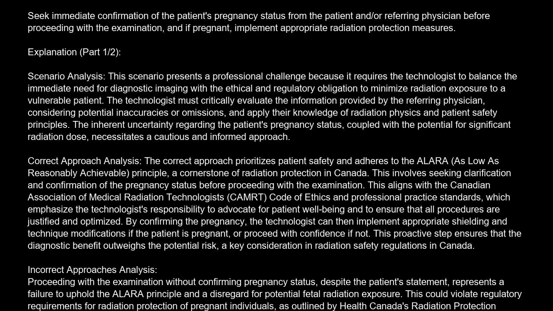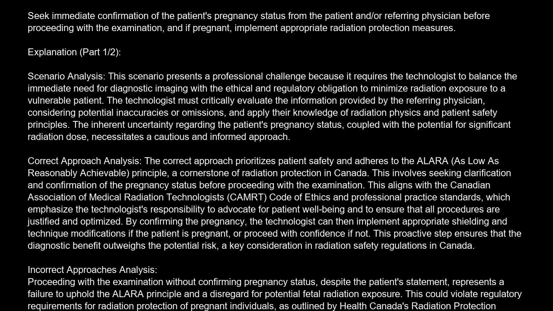The correct answer is A. Seek immediate confirmation of the patient's pregnancy status from the patient and/or referring physician before proceeding with the examination, and if pregnant, implement appropriate radiation protection measures. Explanation. Scenario analysis. This scenario presents a professional challenge because it requires the technologist to balance the immediate need for diagnostic imaging with the ethical and regulatory obligation to minimize radiation exposure to a vulnerable patient.